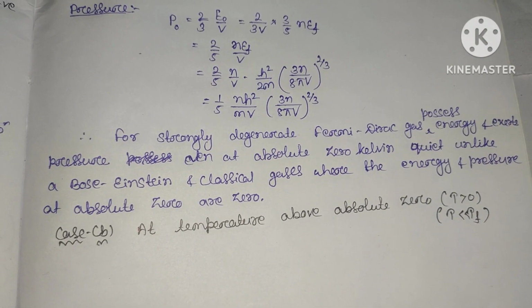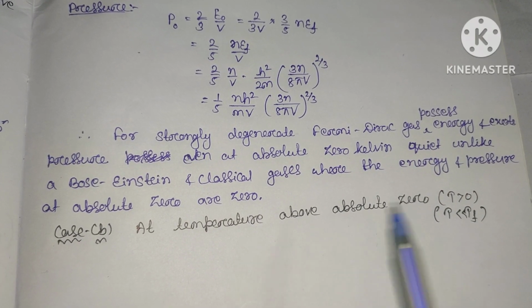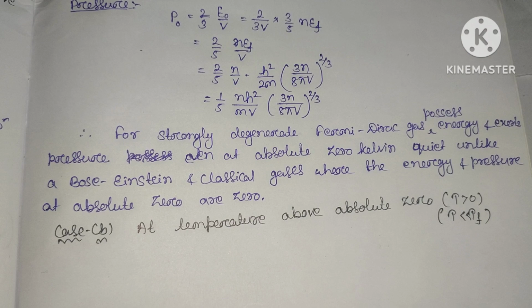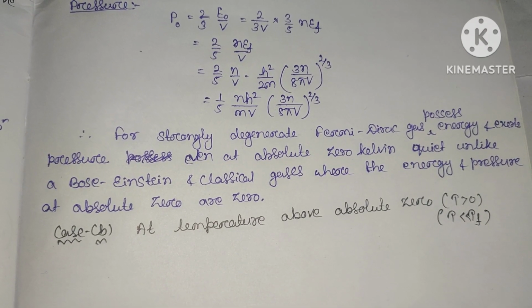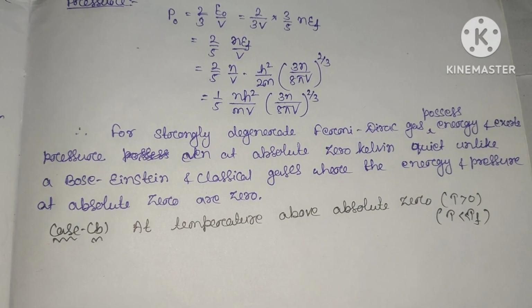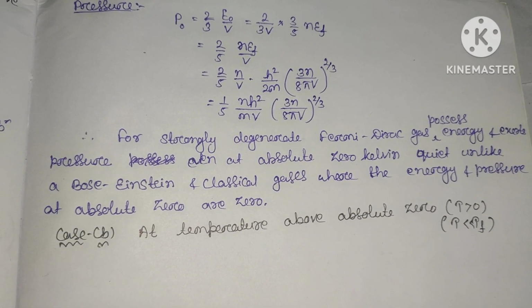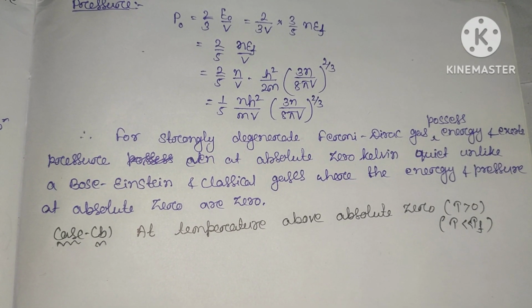In the next class we will see, when the temperature is above absolute 0, what will be the energy and what will be the pressure variation in case of the Fermi-Dirac gas, and then we will compare the Fermi gas with the classical gas.